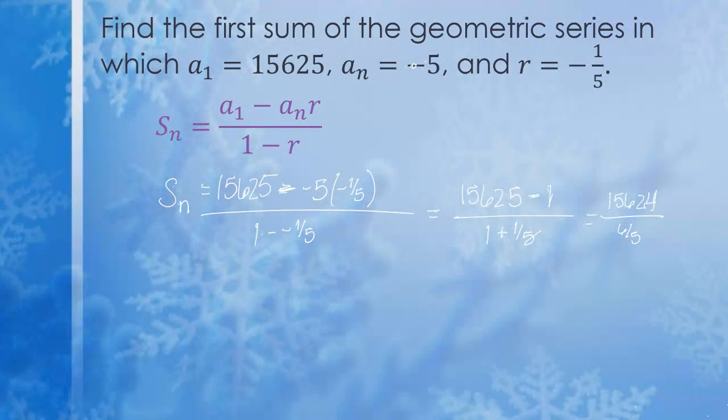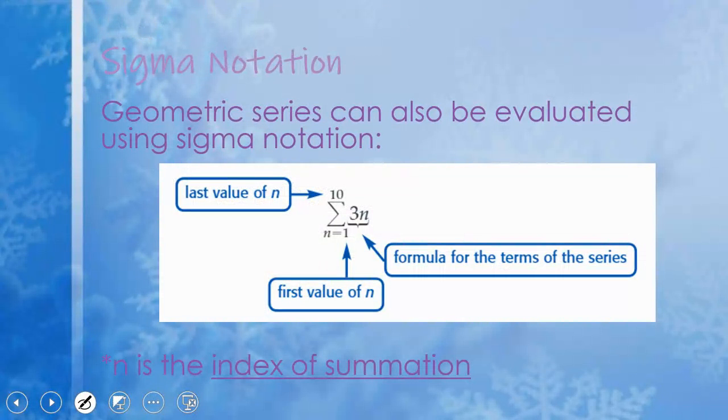Now again, here's where your calculator comes in real handy, because you want to take 15,624 divided by, and then just use that fraction button, 6ABC5, and you get 13,020. That is the sum of the first however many terms, okay? That's a little easier than trying to find all the terms, then add them all up, especially because we don't know quite a few of them.